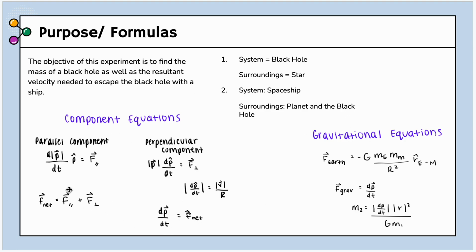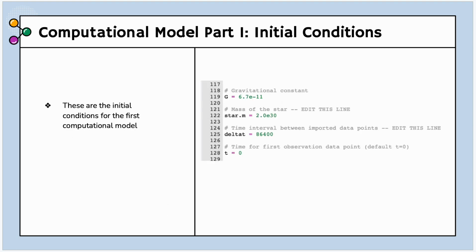And so in the first part of the experiment, we're going to be really utilizing these component equations, calculating parallel and perpendicular components, and then resulting in F net. And then in part two especially, we're going to be using these three gravitational equations, and they're going to help us calculate both the mass of the black hole and the resultant velocity needed to escape the black hole with the ship. And so here are the initial conditions in part one.